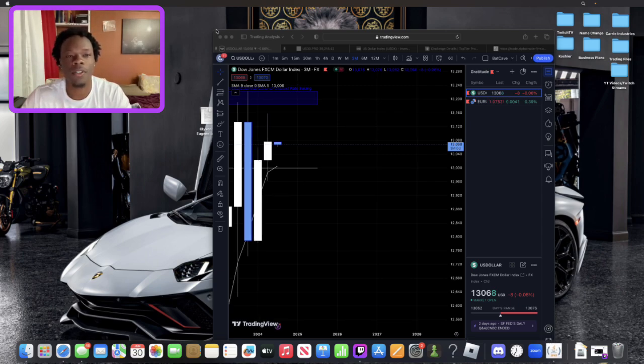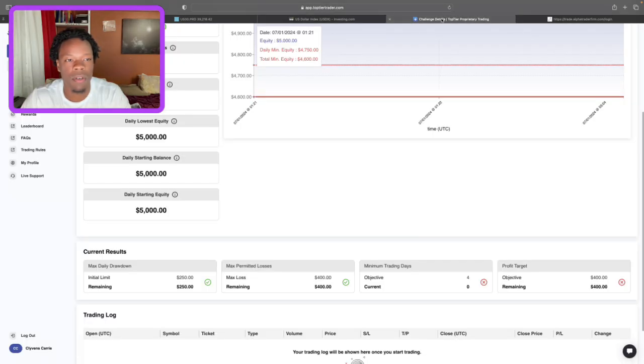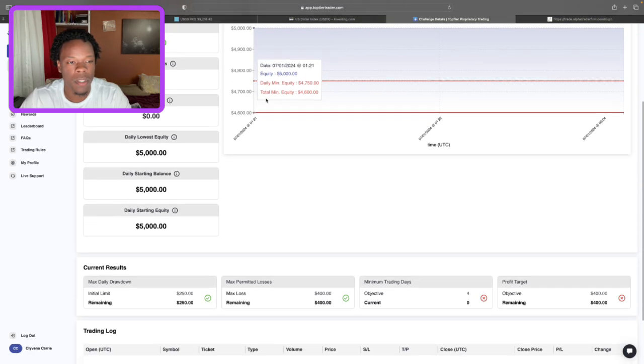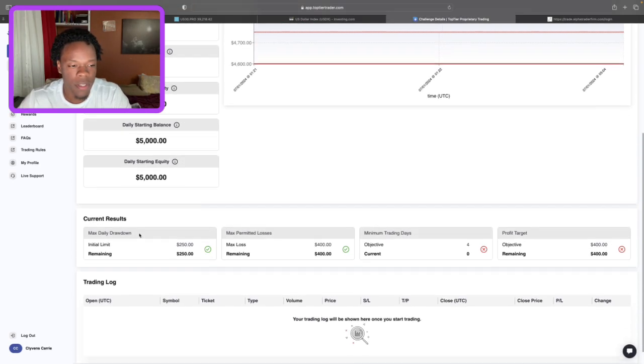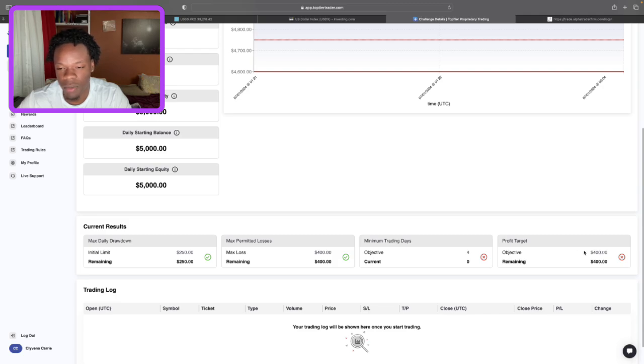So the first thing I'm going to go over is the Top Tier Trader prop firm account. It's a $5,000 account. Essentially, the metrics for it are a max daily drawdown of $250, a max permitted loss of $400, and a profit target of $400 as well. So those are the metrics.